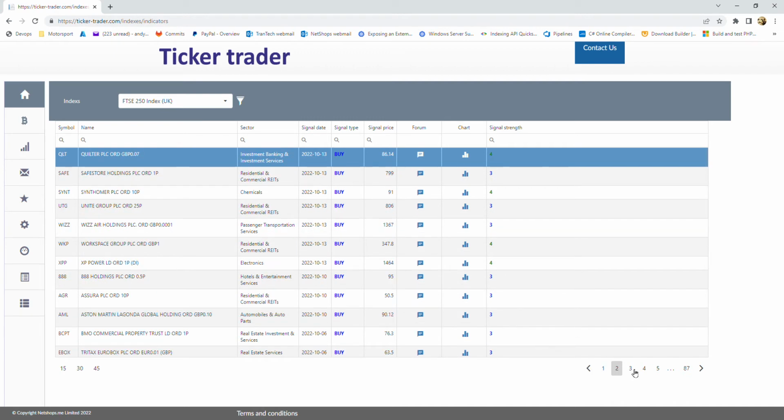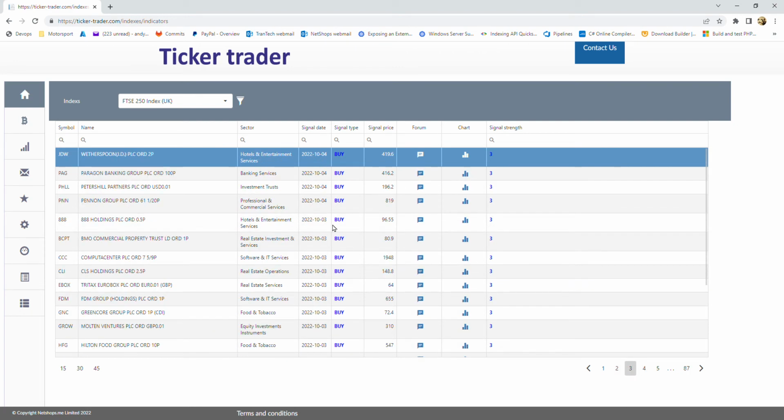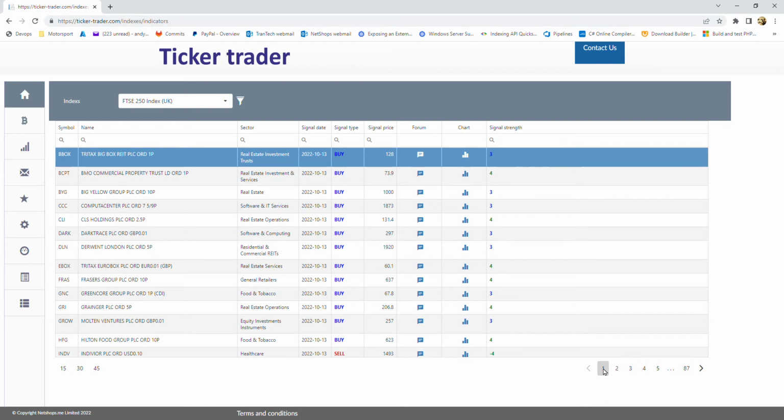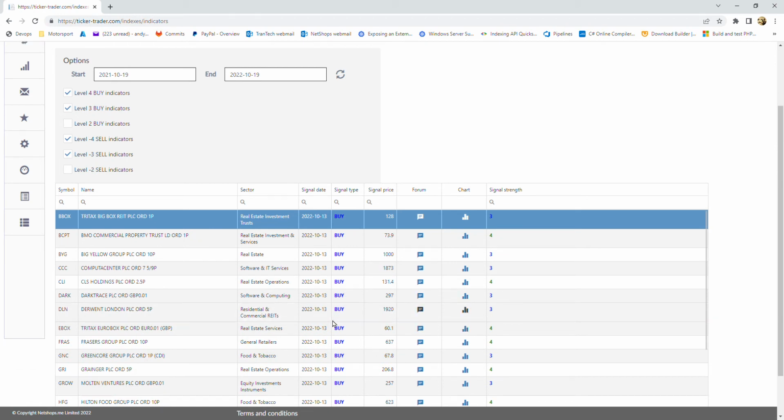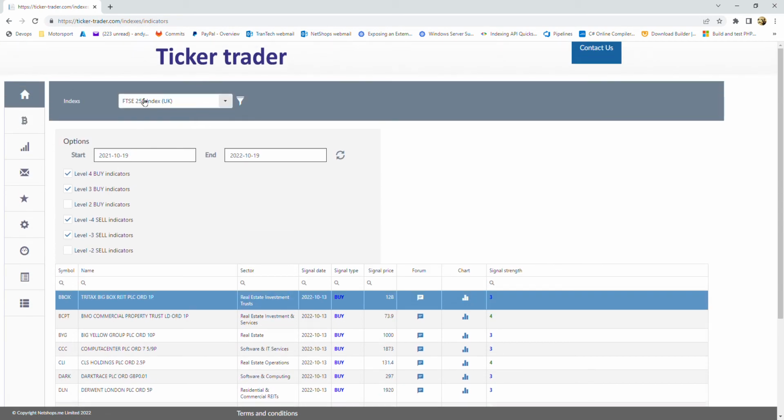And we can go through that grid and we can see the date the signal was triggered. We can see that here. And we can see the strength of the signal as well. I'll explain to you in a minute why that's important. We have a filter. So by default, we're viewing the last 12 months trade signals for the FTSE 250 index, and the level 3 and level 4 for buy, and minus level 4 and minus level 3 for sell.